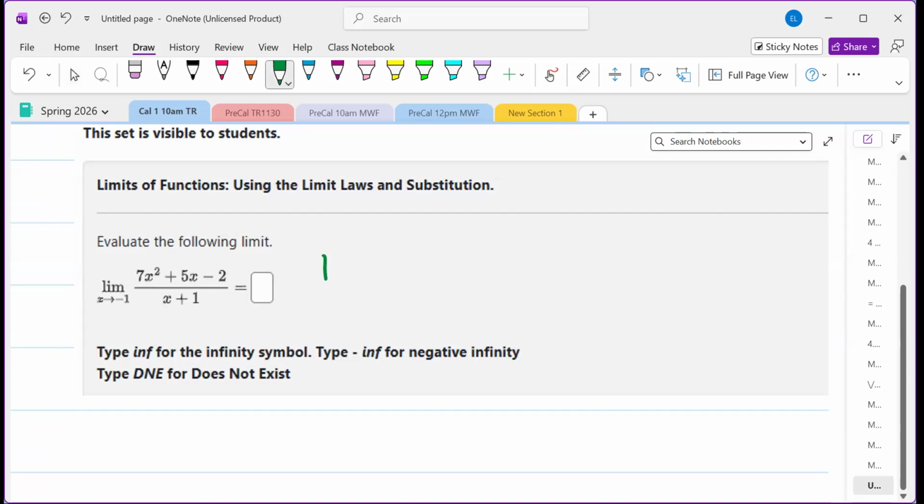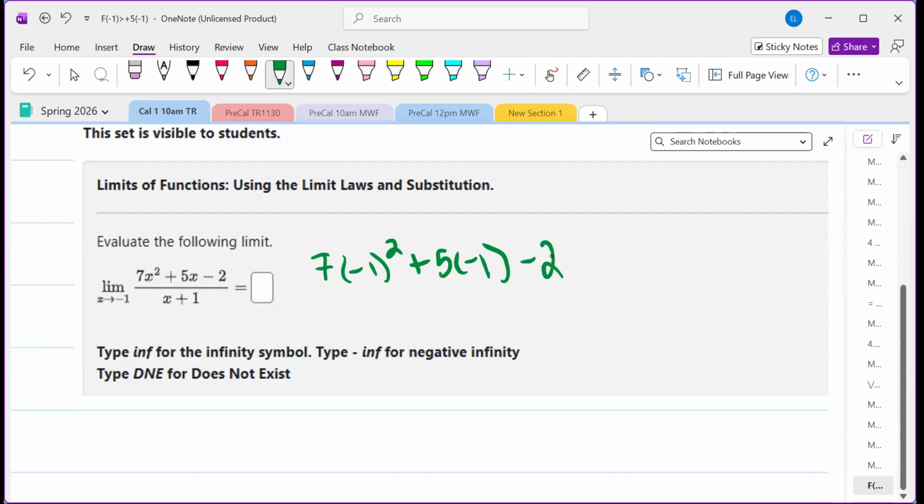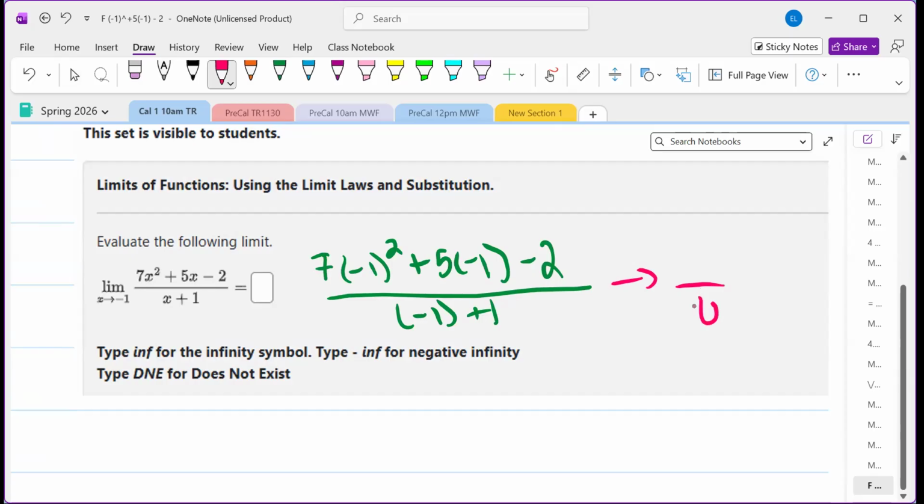So I would have 7 times -1 squared plus 5 times -1 minus 2 over -1 plus 1. So I can see my bottom is definitely a 0. On top, -1 squared is positive, so I have 7 minus 5 minus 2. That gives me 0 on top as well. Since I got 0 over 0, I can use L'Hopital's rule.